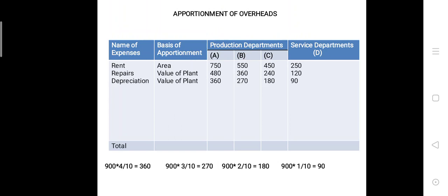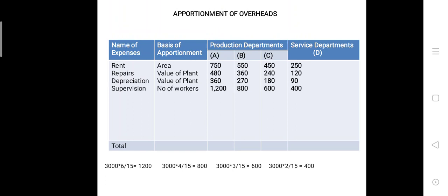The next overhead cost we are taking here is depreciation. The basis of apportionment for depreciation is value of plant only. The ratio which we have set earlier is 4 is to 3 is to 2 is to 1. Therefore, the depreciation cost is 900 multiplied by 4 divided by 10, you will get 360. Similar way 270, 180 and 90 for the other departments.